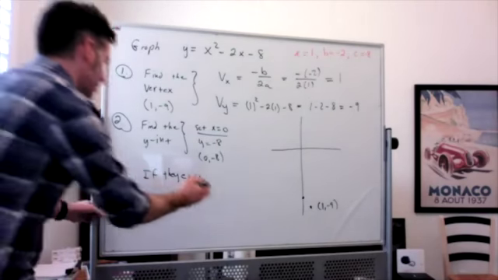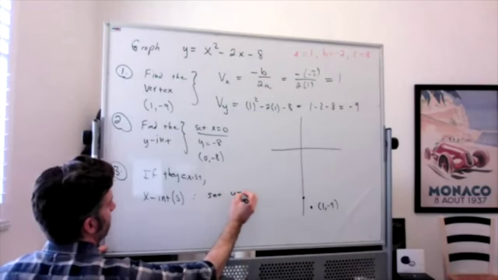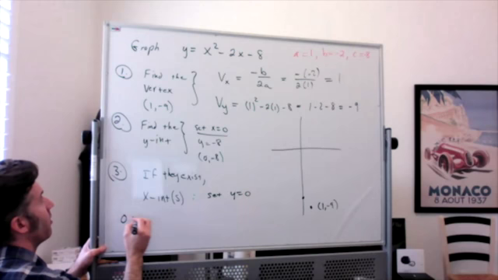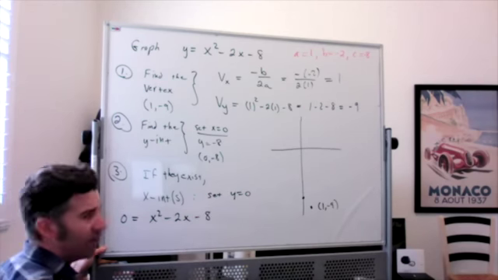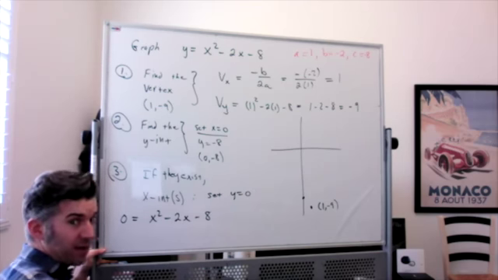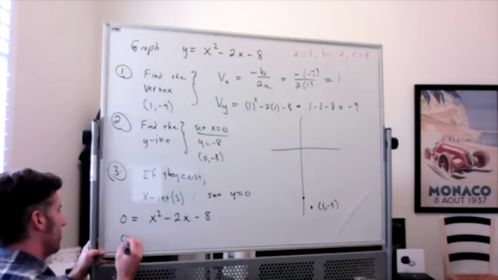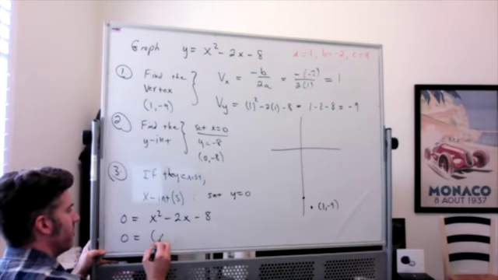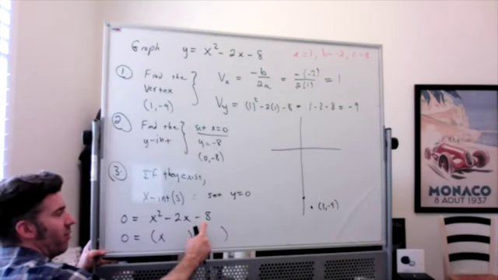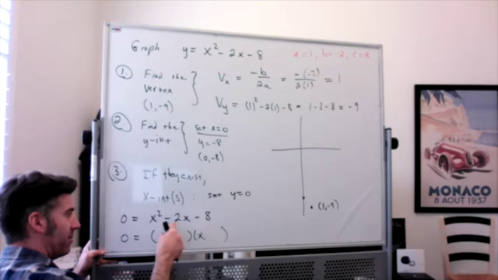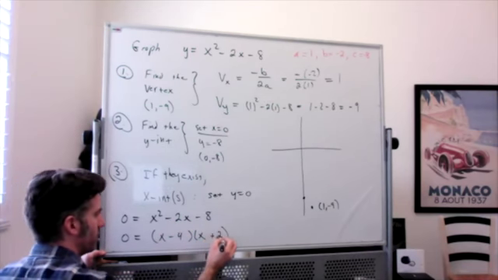So to find the x-intercepts, we're going to set the whole thing equal to 0. So set y equal to 0. So I'm going to get 0 equal to x squared minus 2x minus 8. And a lot of the time, maybe not all the time, but a lot of the time, this will factor nicely. It does here. This factors as x, and let's say I'm trying to multiply it to negative 8 and add up to negative 2, which is going to be a negative 4 and a positive 2.